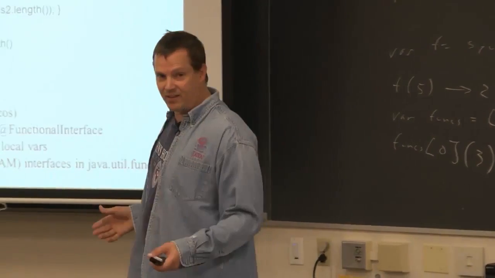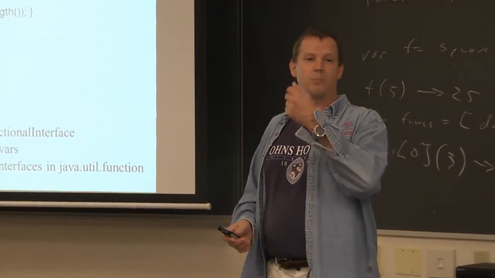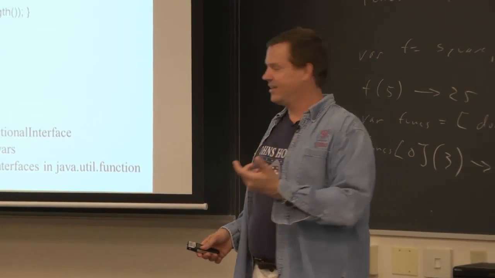So it has to be final. And if you try to mutate it, it'll give you an error message saying you can't mutate local variables from the surrounding code. But you don't have to put the annoying final. I just hated that. I don't know why it bugged me so much.